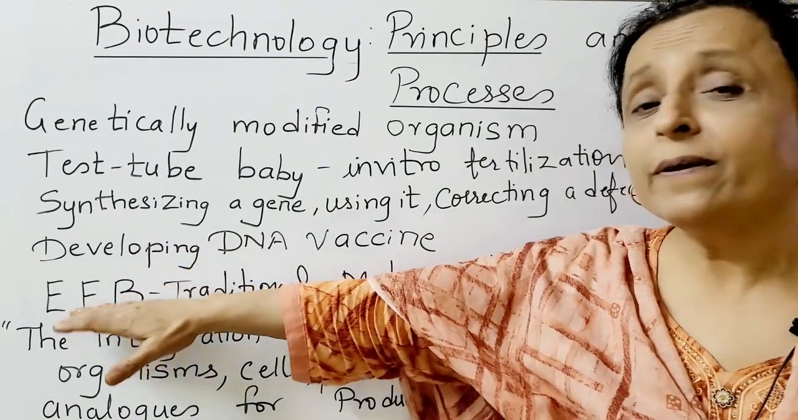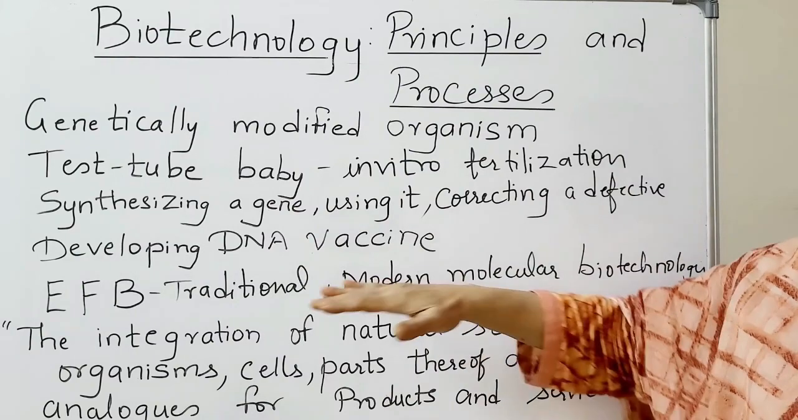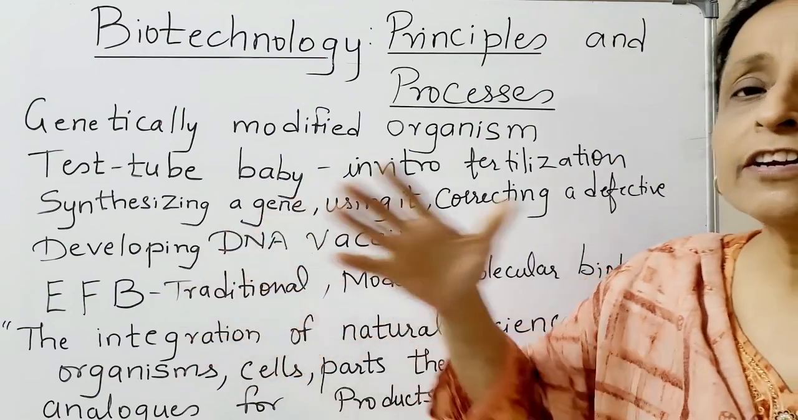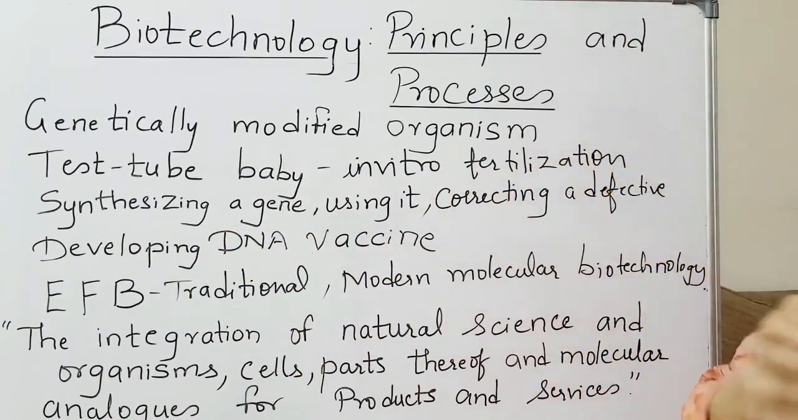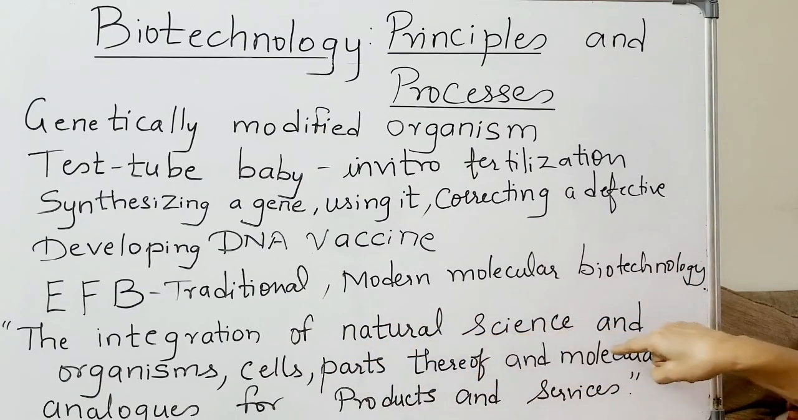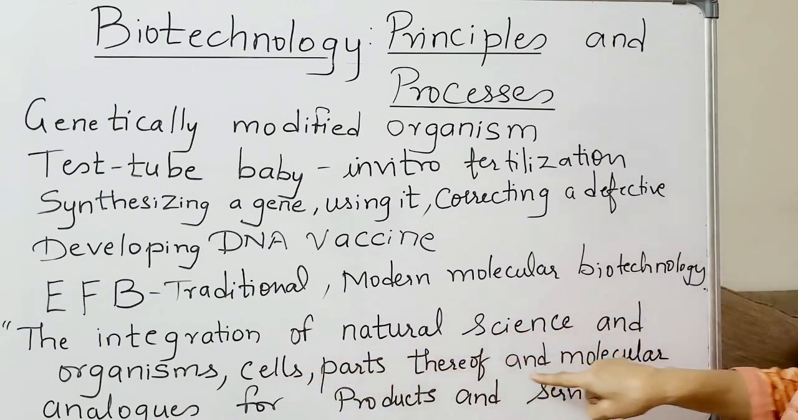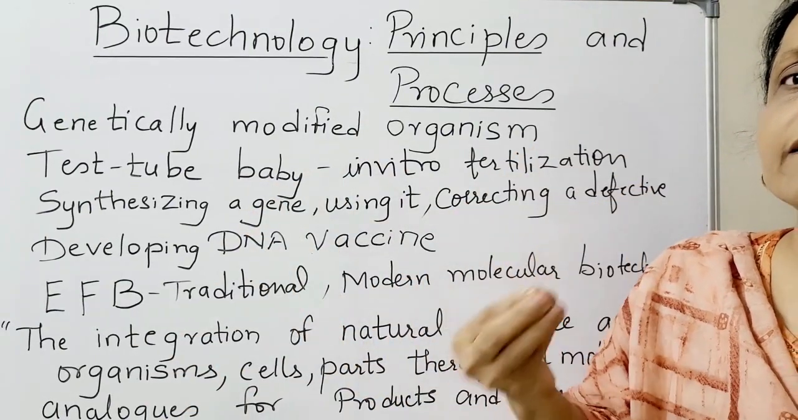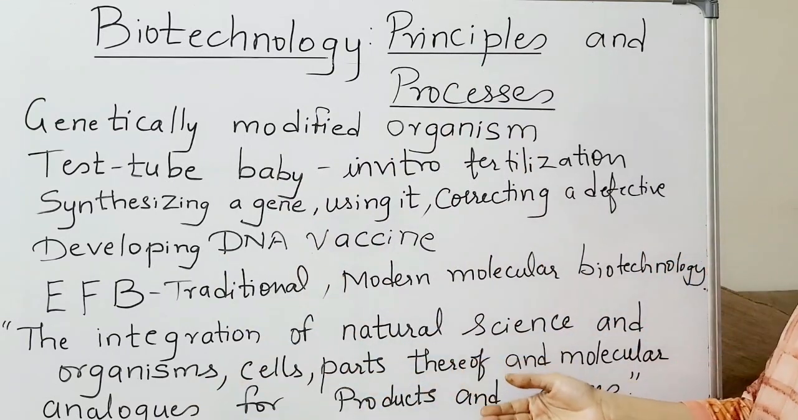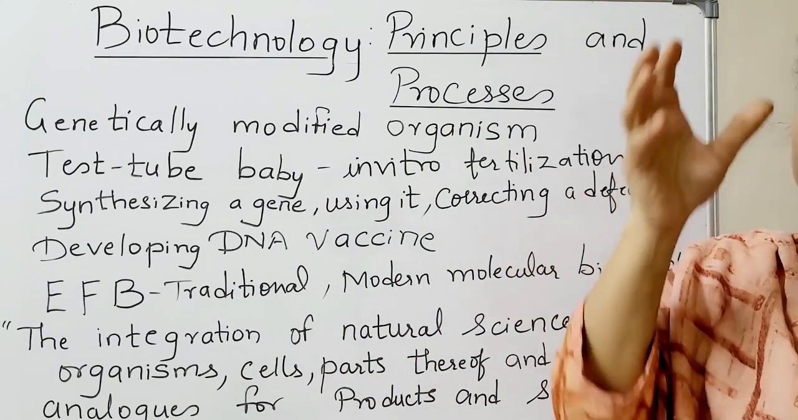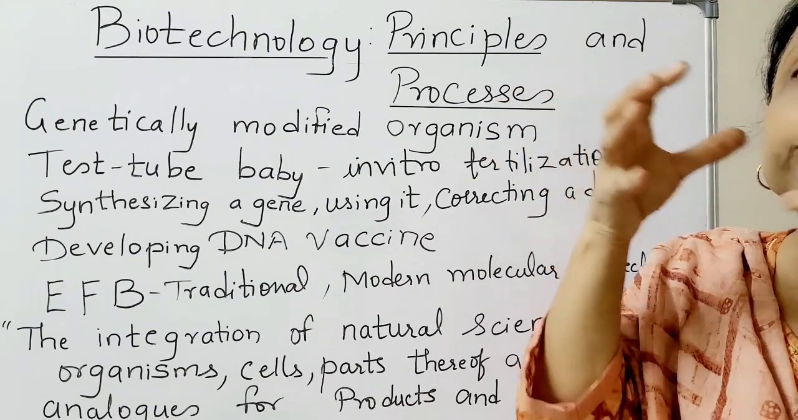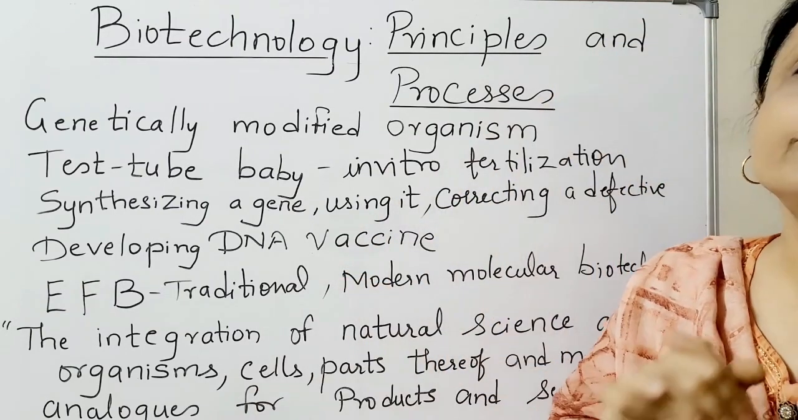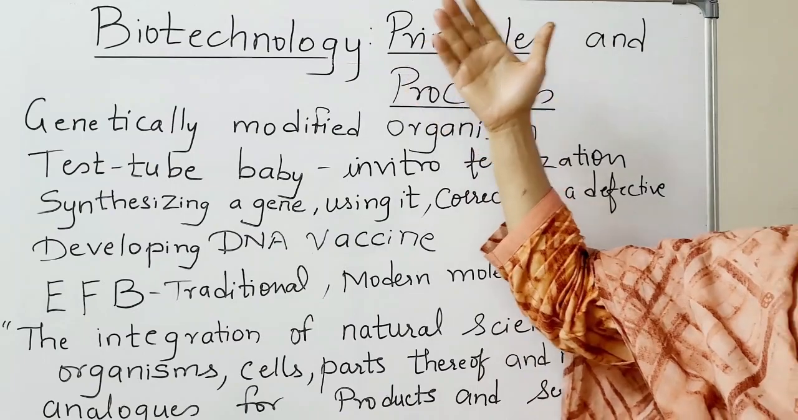Now, the European Federation of Biotechnology has included the traditional and the modern molecular biotechnology, and has given a definition which includes both the integration of natural science and organisms, cells, parts thereof, and molecular analogues. Analogues means counterparts. Whatever molecule is there, its counterpart is included for the final product, and the service given by making a new product, new DNA, new gene, and making it beneficial for us is included in biotechnology.